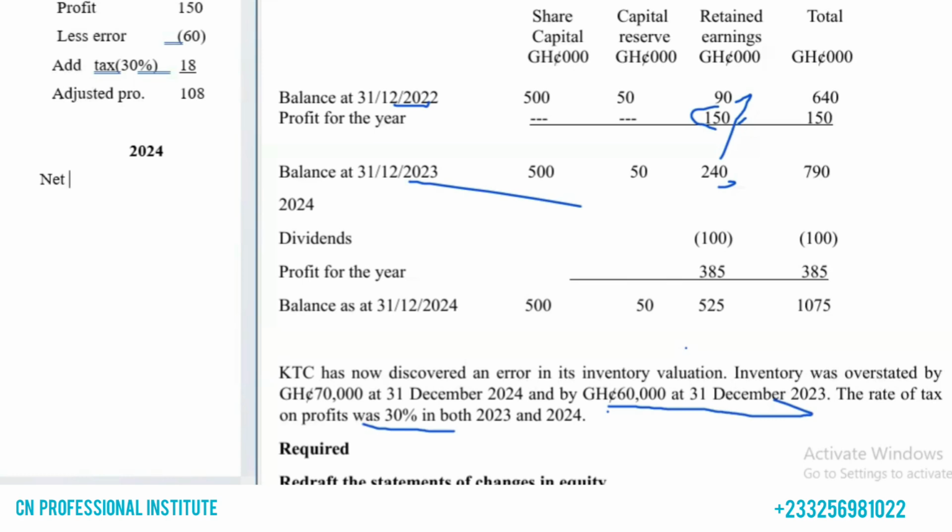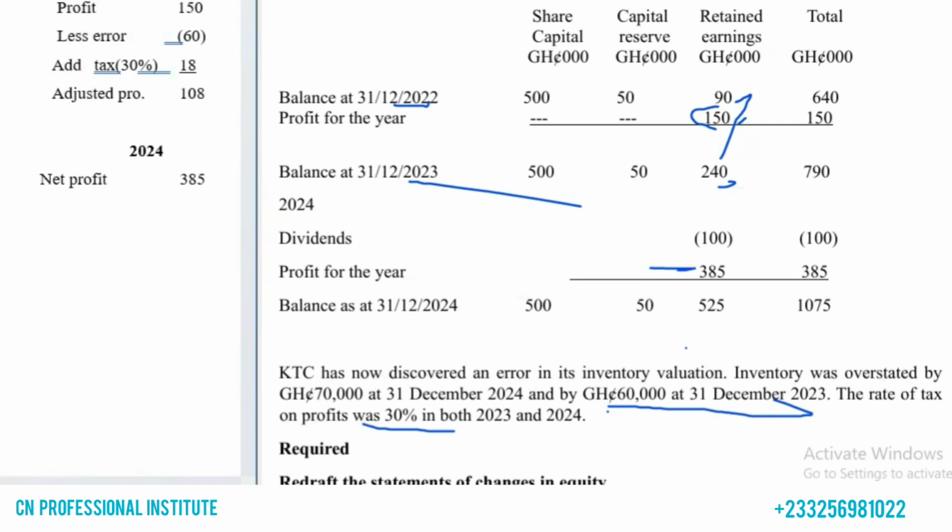Let's bring the net profit. So what will be our net profit? Our net profit is for 2024. Let's come here. So we have 2024 dividends, profit for the year. So profit for the year is 385. So we have 385 as the profit for 2024. Then we are going to have the errors. As I said, the errors are two. We have the error with the opening.